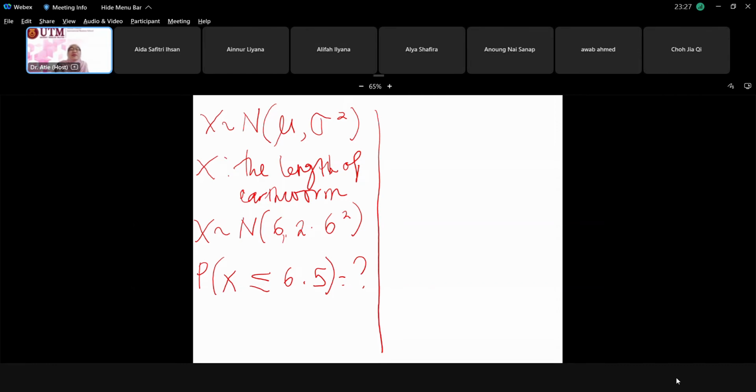In order to get this probability, we need to follow the steps. Convert X to Z, then draw the curve, draw the location, look at the table, and then get the probability. So we convert X to Z first, using the formula Z = (X minus mu) divided by sigma. It's 6.5 minus the mean, 6, divided by 2.6. So what is our Z?